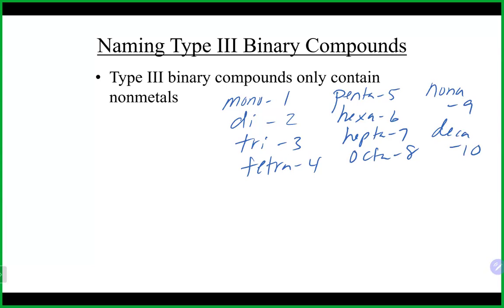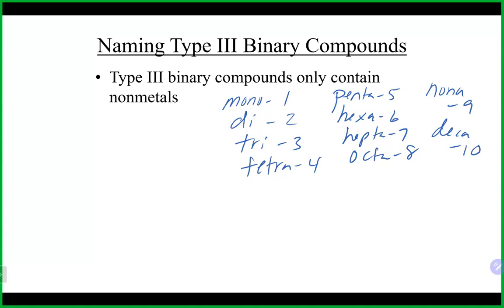So we use these prefixes, and the way we go about naming these is pretty straightforward. The nice thing about these is they're sharing electrons, which means there's no ions, there's no charges. You don't have to balance out charges. You don't have to figure out what the charge is on anybody. You essentially just need to pick the right prefix and use it if necessary.